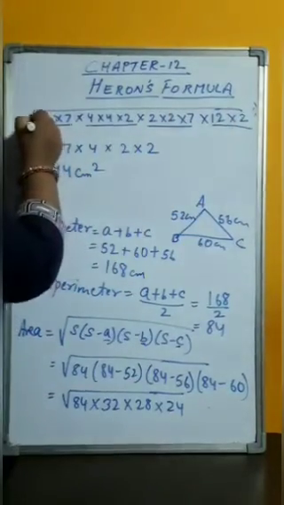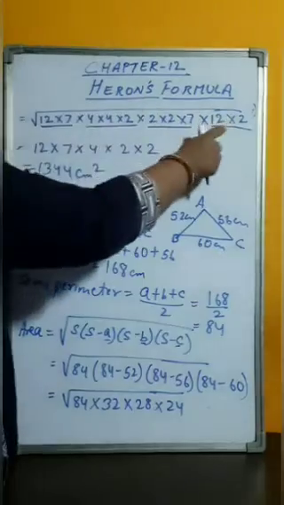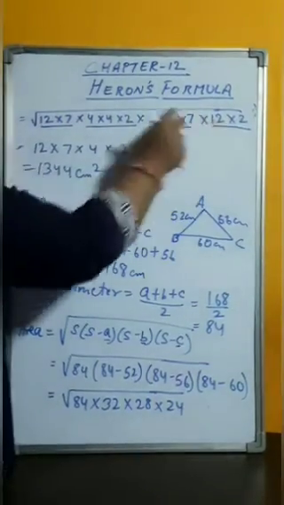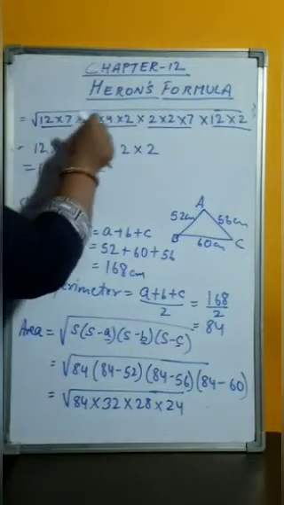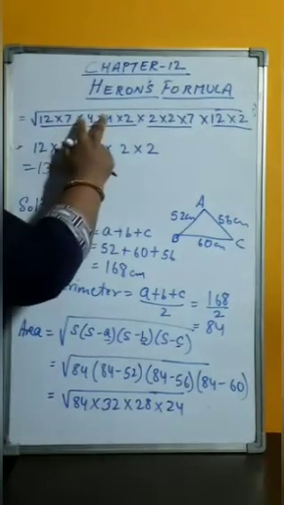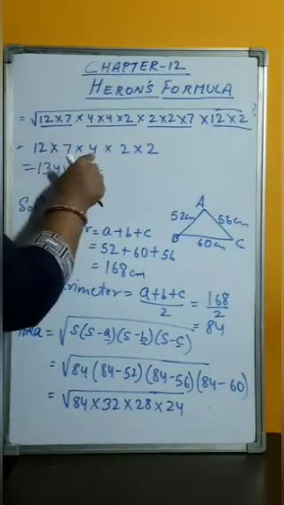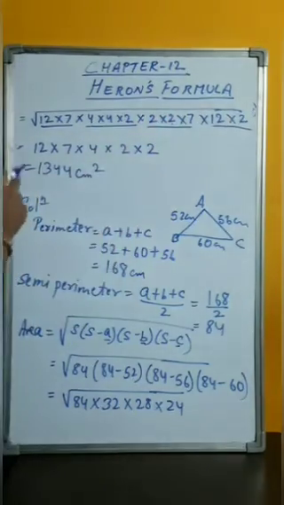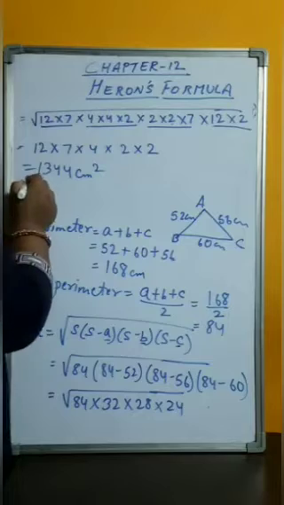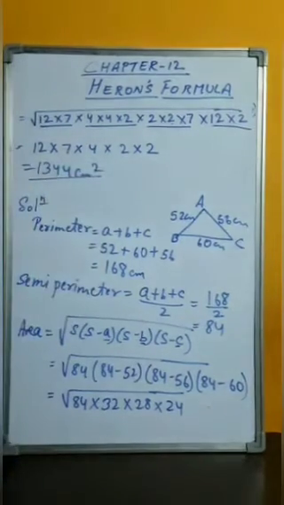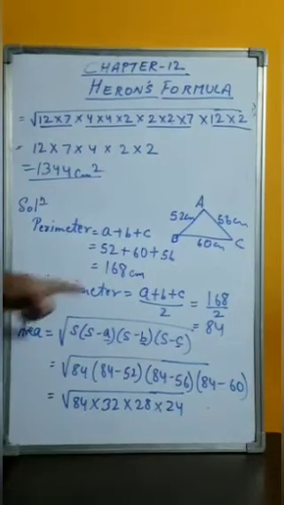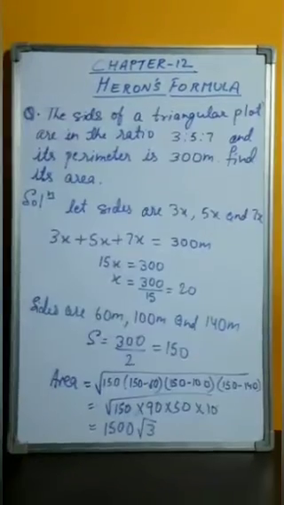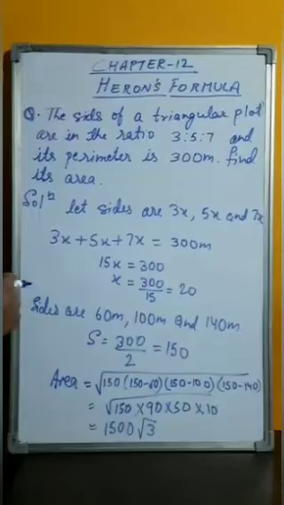Since the square root sign is there, from two equal numbers, one number will come out. So since two 12s are there, one 12 will come out. From two 7s, one 7 will come out. From two 4s, one 4 will come out. And from four 2s, two 2s will come out. When you multiply all this, you will get 1344 centimeters square as the answer, or the area of this triangle is 1344 centimeters square.